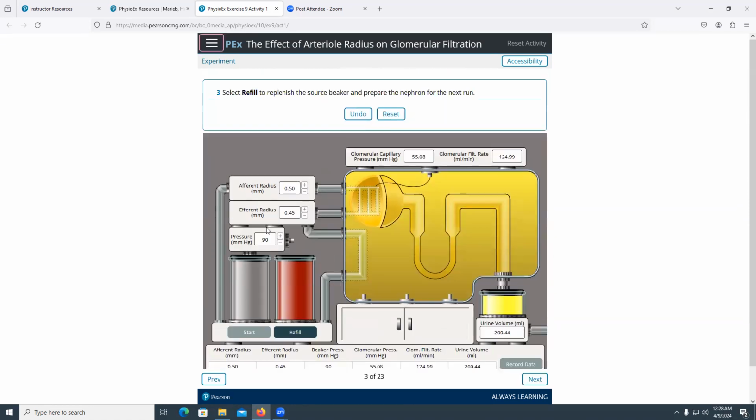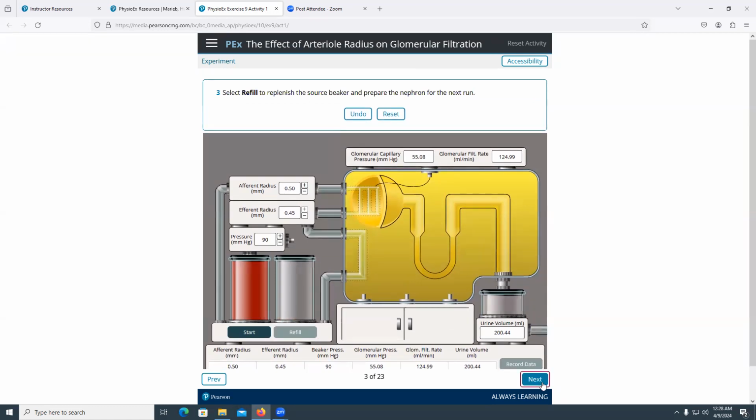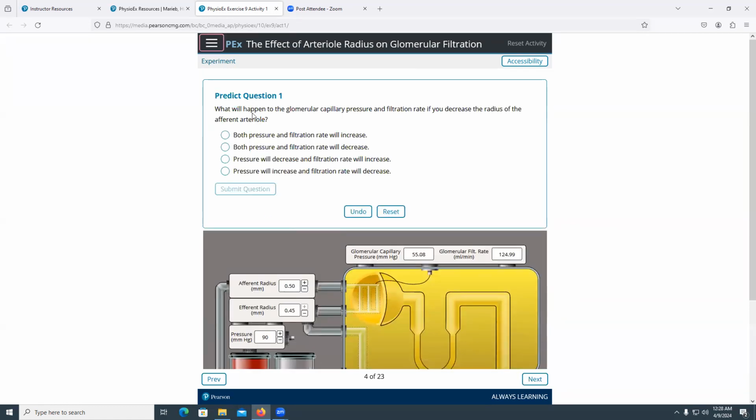We recorded the data, select refill. So now we refill everything, and we have restored everything to baseline. And then now they're asking us, what will happen? That's a prediction, that's a hypothesis.